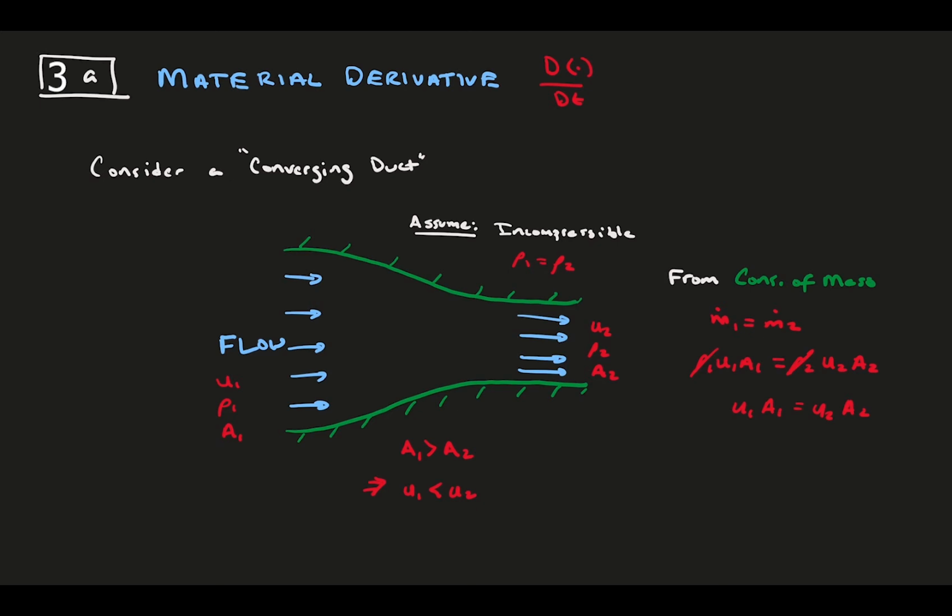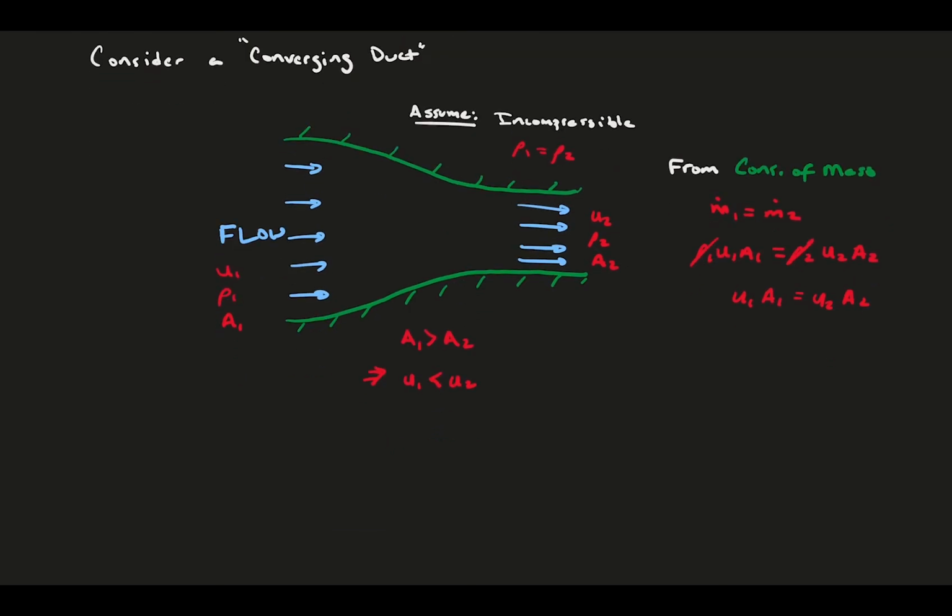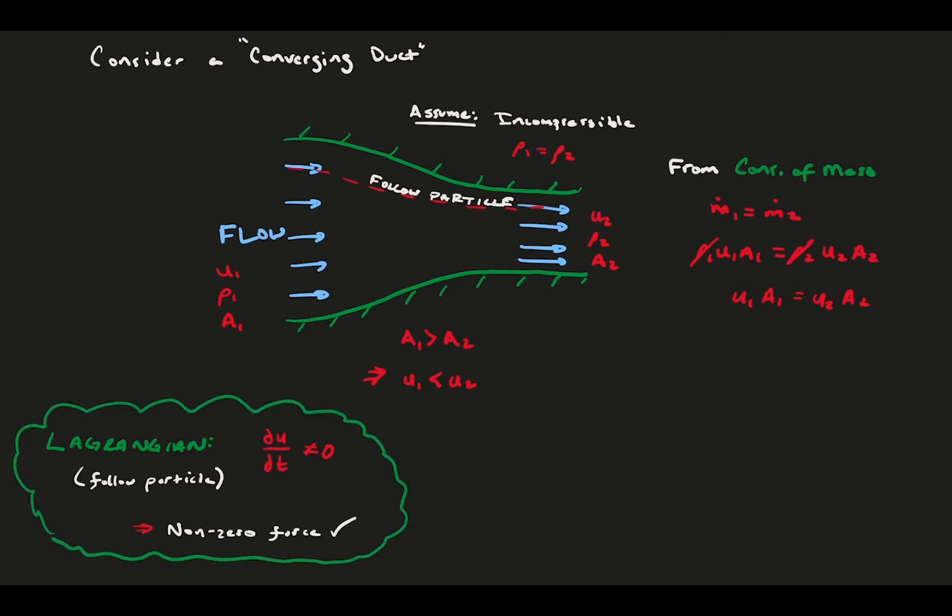Let's see if we can identify the existence of a force through our two possible perspectives. In a Lagrangian perspective, we follow a particle along its path and we note what happens to that particle over time. So, in this case, the velocity of the particle changes in time, indicating that du dt is non-zero and there must be a force acting on the particle. Everything checks out. With an Eulerian perspective, we look at a window fixed in space and we watch particles pass by.